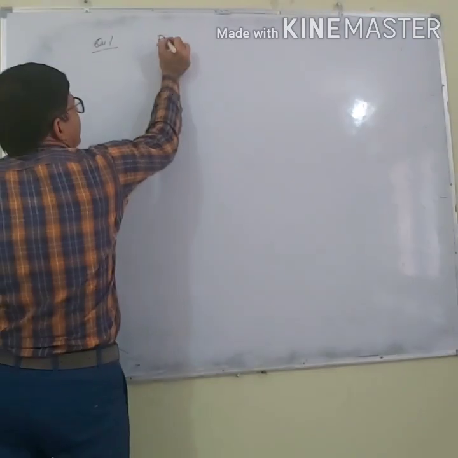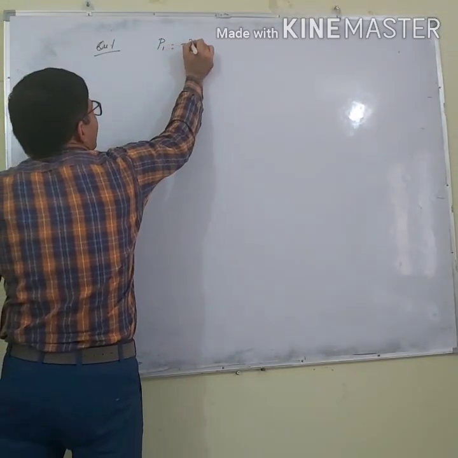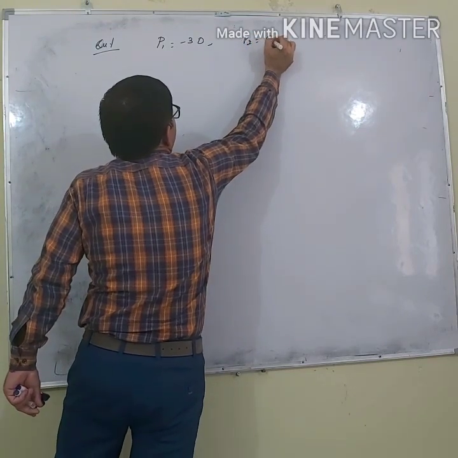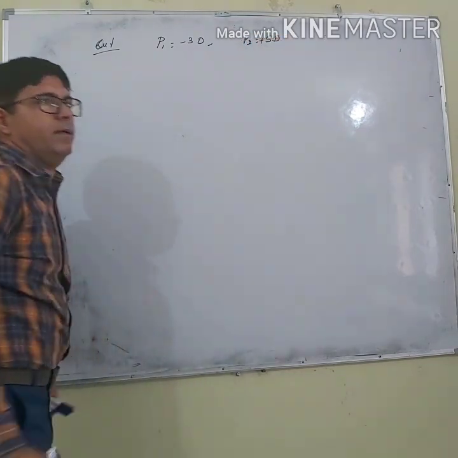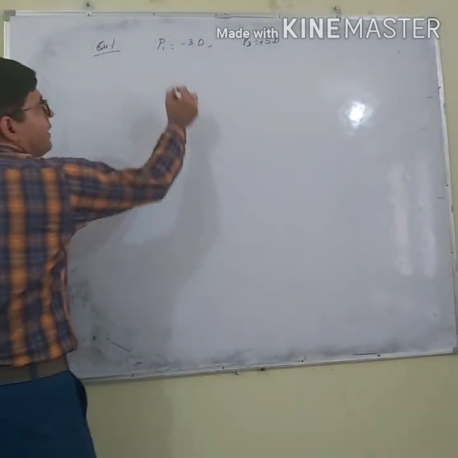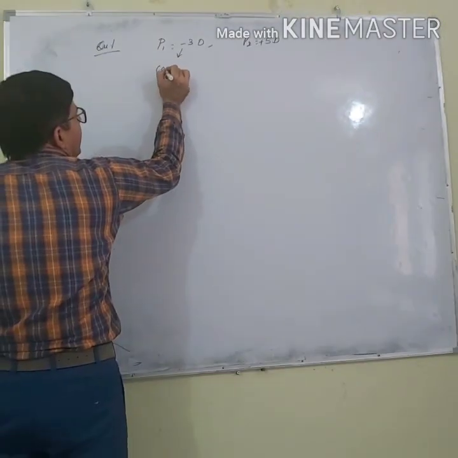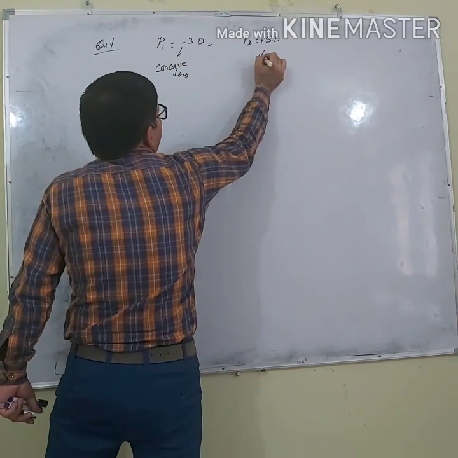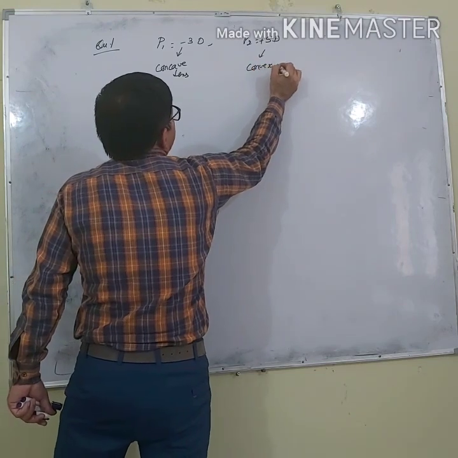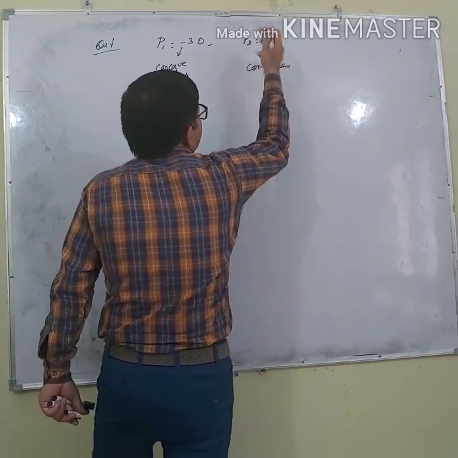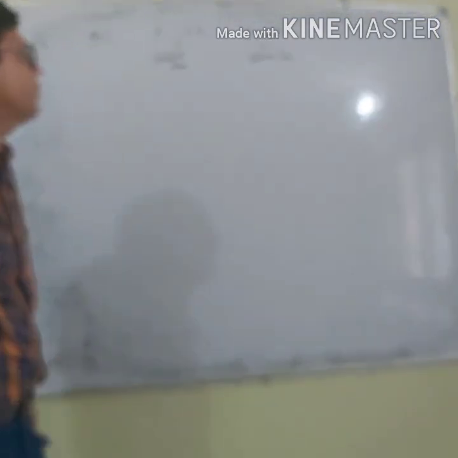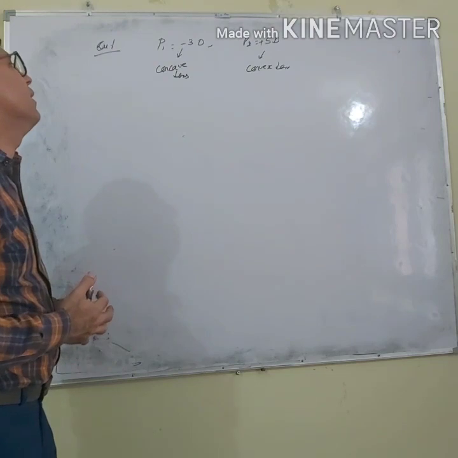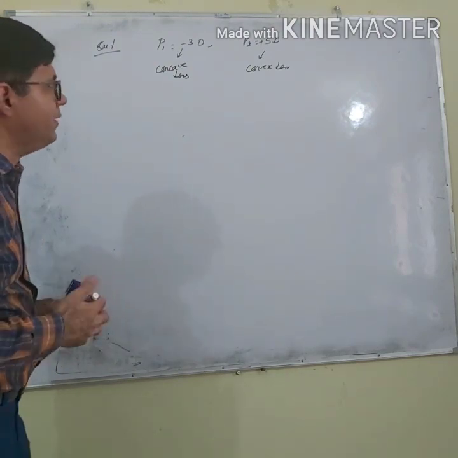There are lenses whose powers are -3 diopter and +5 diopter. Identify the lenses. Which lens is this? Concave lens. And what type of lens is this? Convex lens. Because convex lens focal length is positive, so its power will be positive. Concave lens power is negative and its focal length is also negative, right?